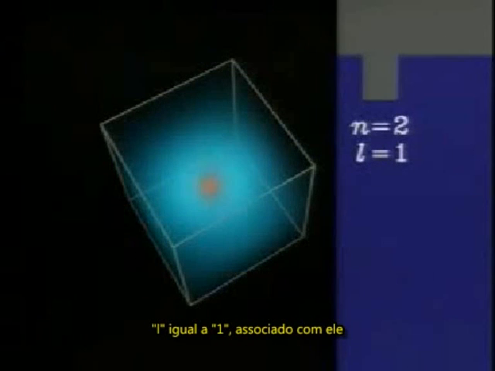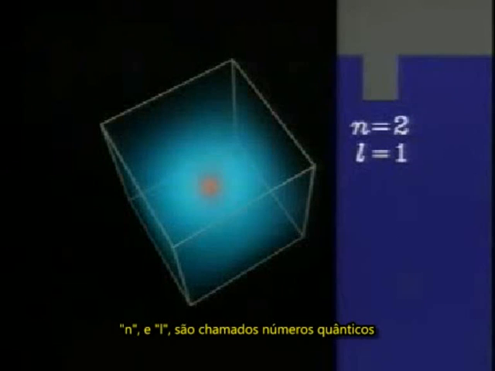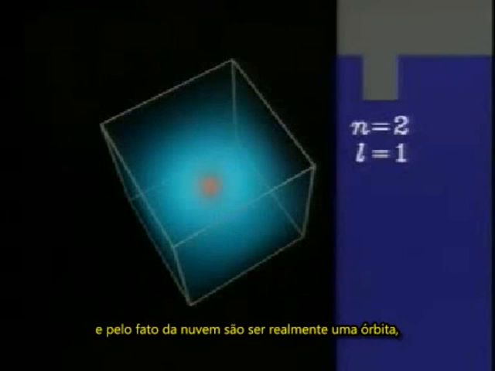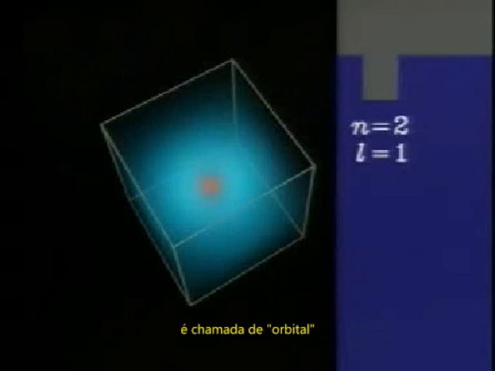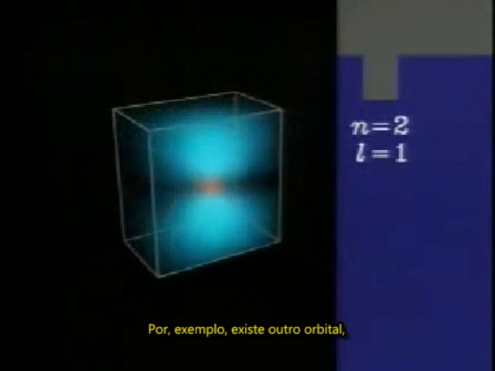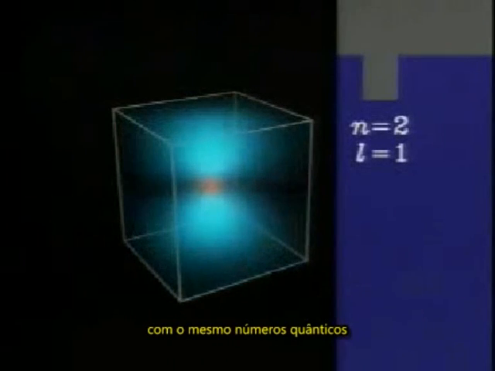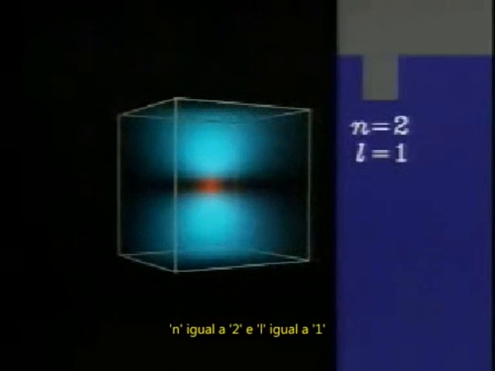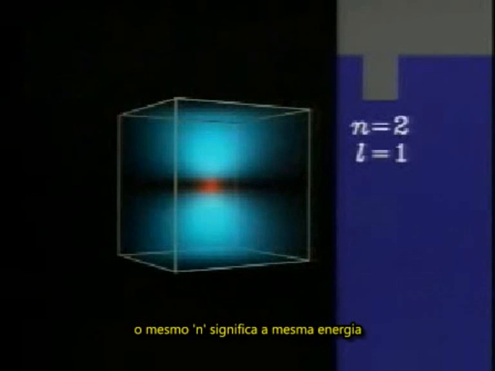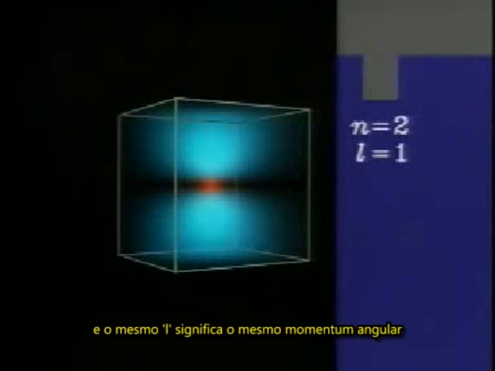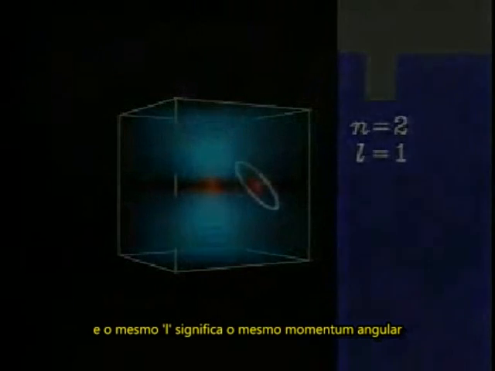This state has another integer, L equals 1, associated with it. N and L are called quantum numbers. And because the cloud isn't really an orbit, it's called an orbital. For example, there's another orbital with the same quantum numbers, n equals 2 and L equals 1. The same n means the same energy, and the same L means the same angular momentum.